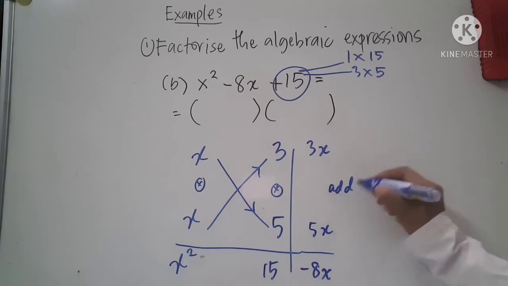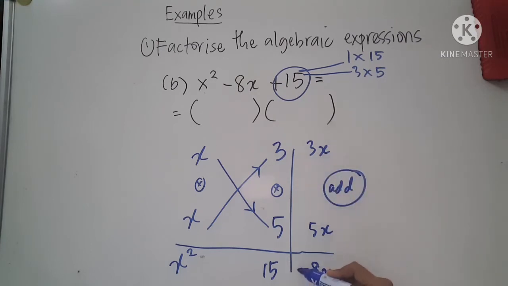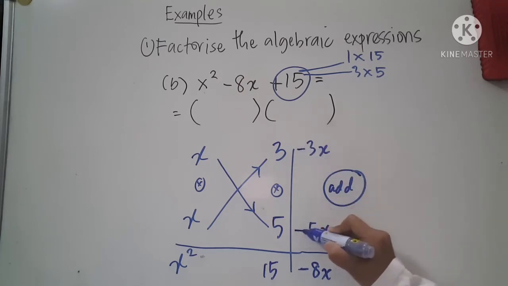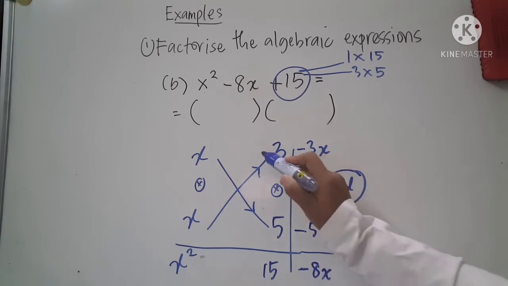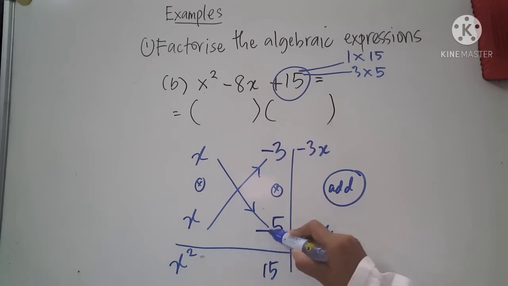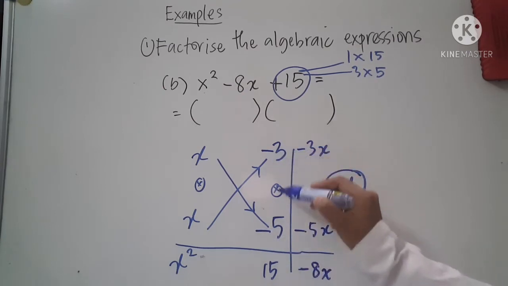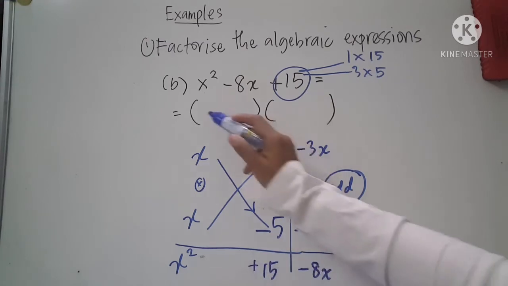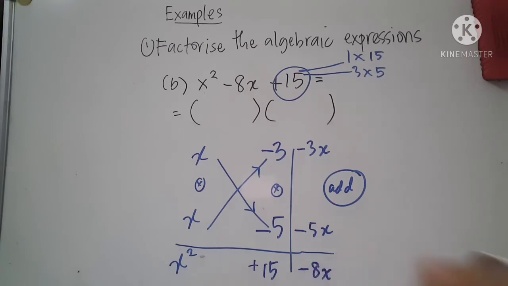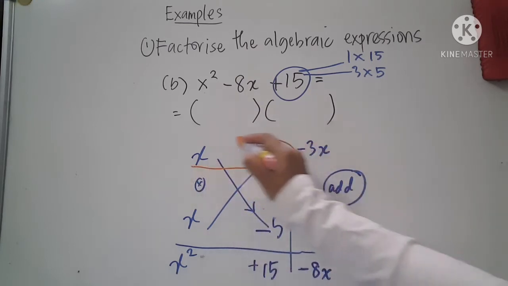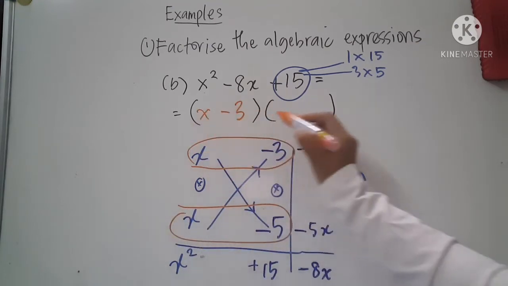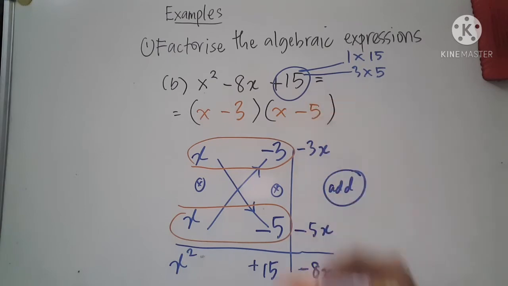Now here you are going to add. In order to have the negative sign, you are going to put negative 3x plus negative 5x, and then only you will get the answer negative 8x. Therefore, here must be negative 3 and here must be negative 5. Negative 3 times negative 5, positive 15. Now what are we going to write in the two brackets here? This is the term: x minus 3, x minus 5.